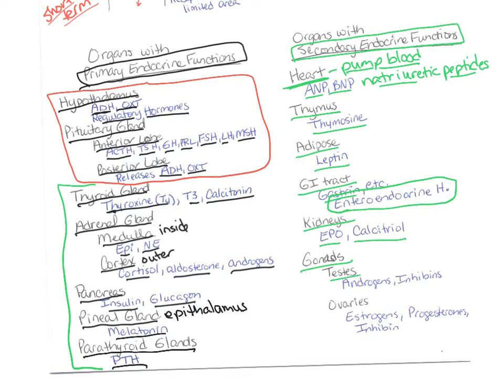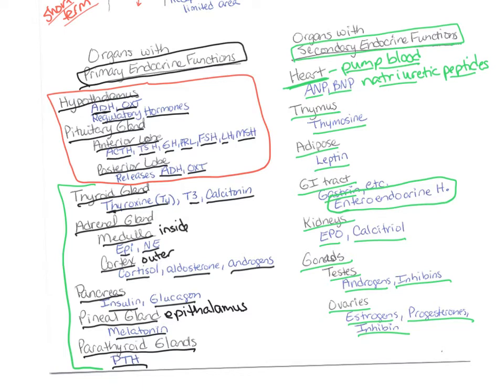The gonads are testes in the male and ovaries in the female. The main job of the testes is to produce sperm, but they also release androgens like testosterone and inhibins. And ovaries, their main job is to produce the egg, or the oocyte, but they also produce hormones like estrogens, progesterones, and inhibin. All right, so this is an awful lot to go over.